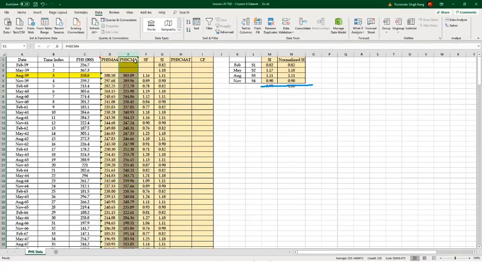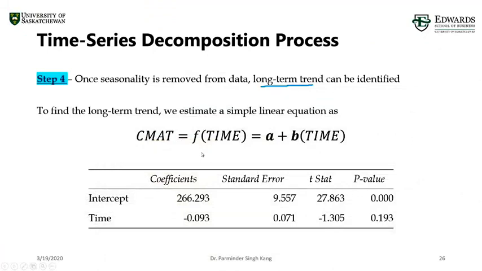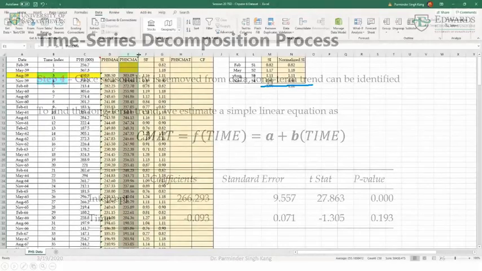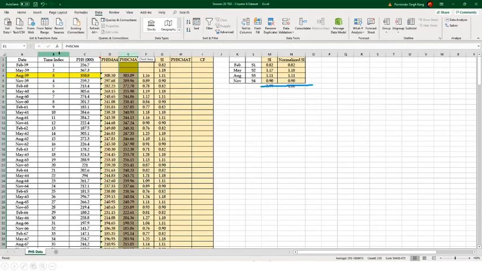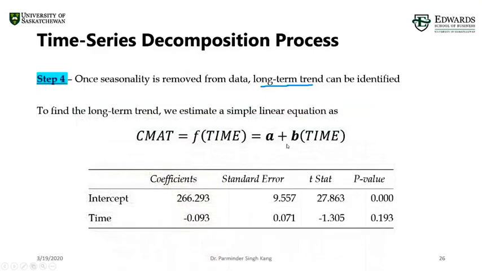So what I would like you guys to do, apply the linear trend using regression analysis, where your y values are going to be column E, then x values are going to be column B. So that will give you the linear trend equation, that what we have here, right? So from here we can see the intercept value 266.293, which is A, and slope is 0.093. So your final equation is going to be 266.293 minus 0.093 into time, right? So multiplied by time.